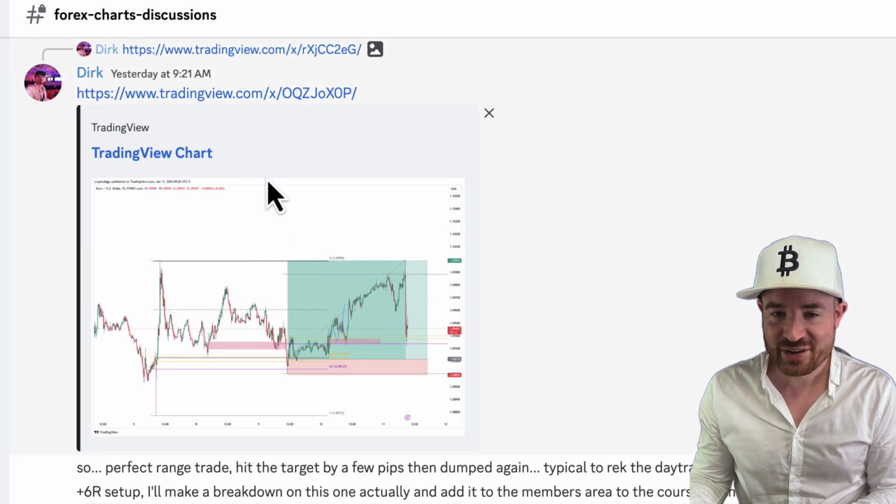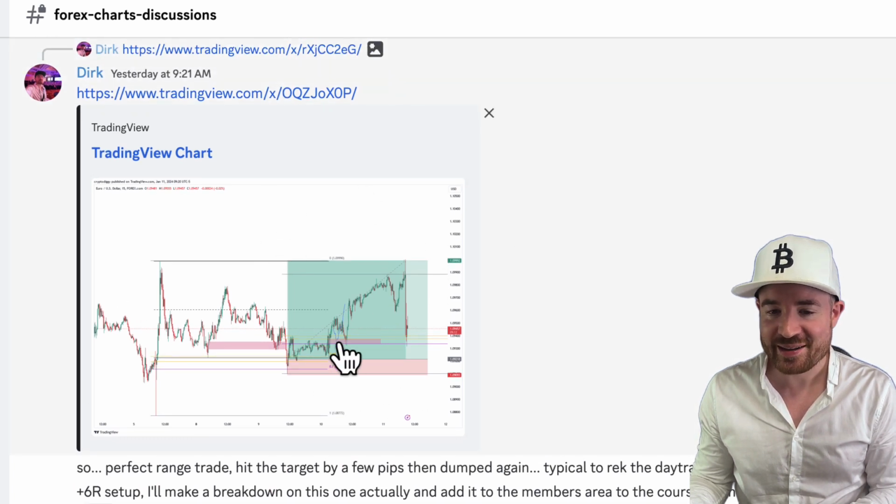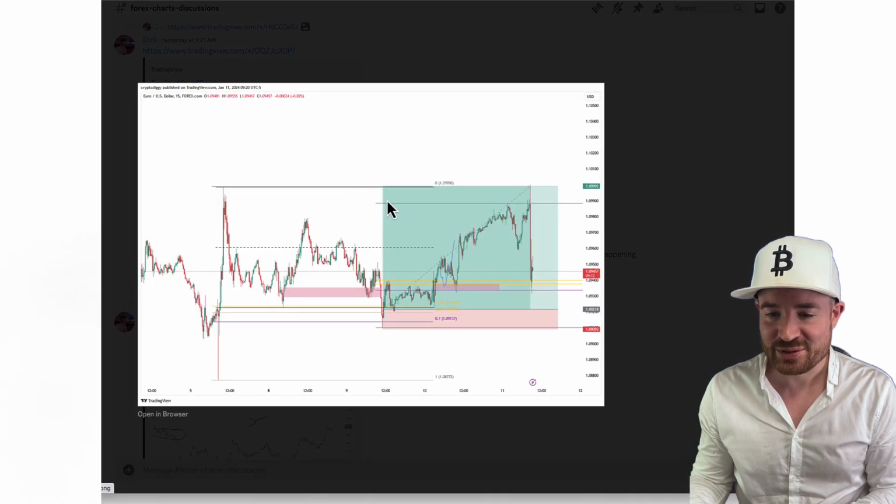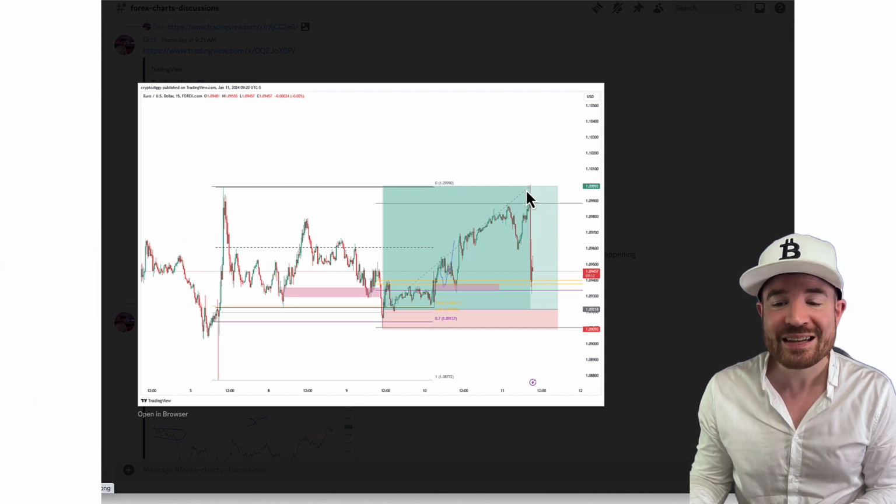So you can see over here, that is that same chart, and that was the before that I showed you, and this is the after. So you can see over here, this was the perfect setup. We entered over here, and it basically just went up. And this was actually on a major news event. It was CPI data.